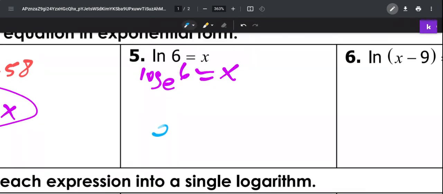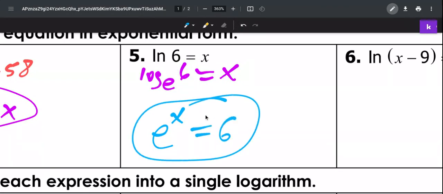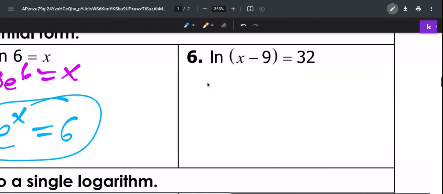So e is our base of our exponent. Our exponent is x, because we skip over the middle, we go to the right side, and then that's equal to 6. All right, then try 6 on your own, and I'm going to skip some steps on 6 again.